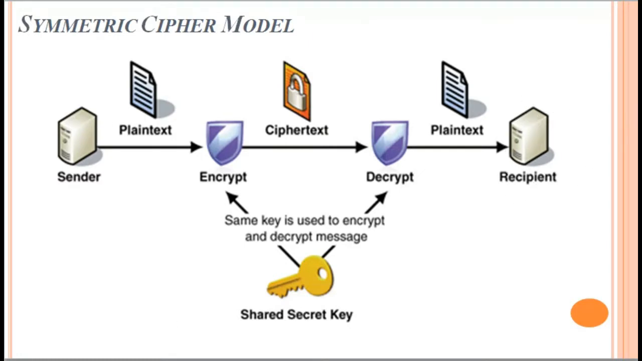First, before we understand how the process happens, we look at the 5 components used in the symmetric key cipher model. First one is plain text. It is the original message or data that is fed into the algorithm as input. Second one is the encryption algorithm. It performs various substitution and transposition techniques on the plain text, so the plain text is converted into ciphertext. Other one is the secret key.